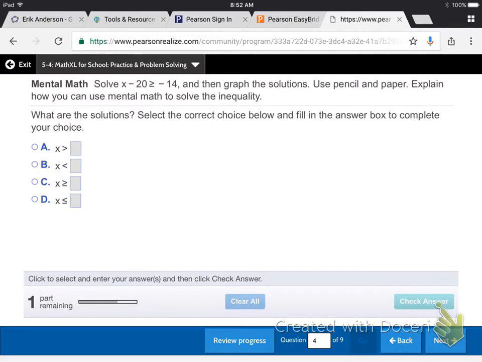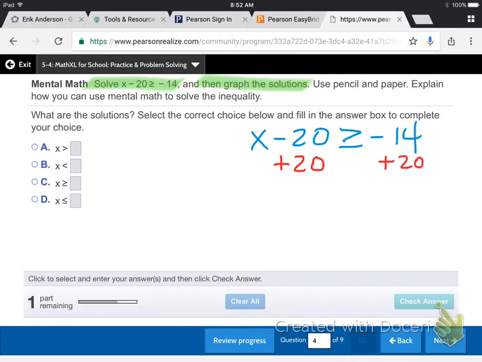Okay, rolling right along. Question 4 of 9. This one says mental math. Solve. X minus 20 is greater than or equal to negative 14, and then graph the solutions. That means use a number line. So let's take care of this. X minus 20 is greater than or equal to negative 14. So we know what to do. We are going to, first of all, add 20 to both sides to make 0 there, so that we can get the variable all by itself, or isolate the variable. That's what we call it.